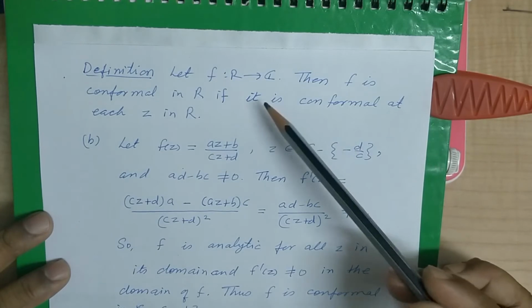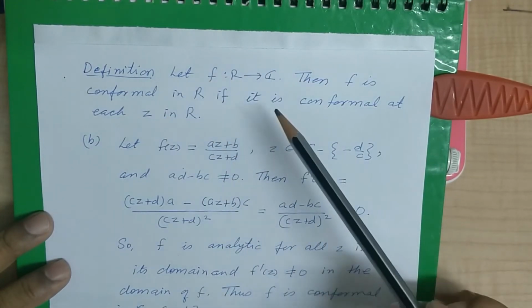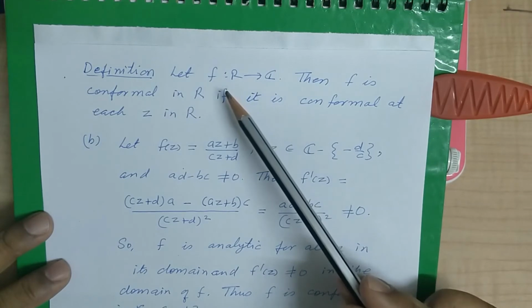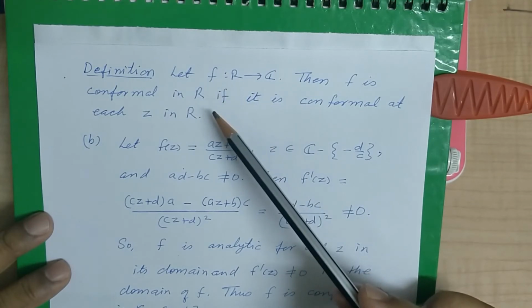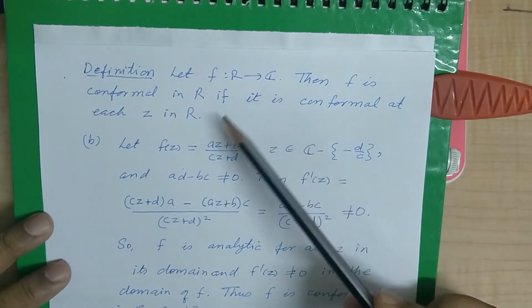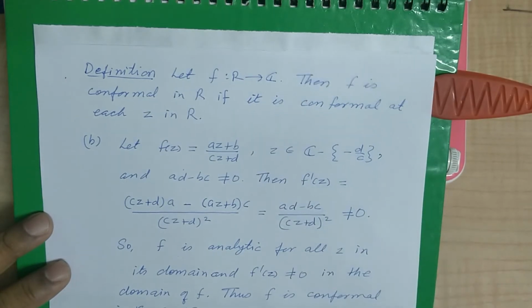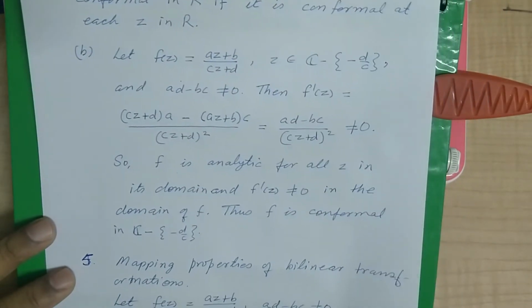Okay, so from a function being conformal at a point, we generalize it to the function or the map being conformal in or on a region R. So if f is conformal at all points of R, then it is said to be conformal in the region R. Okay.